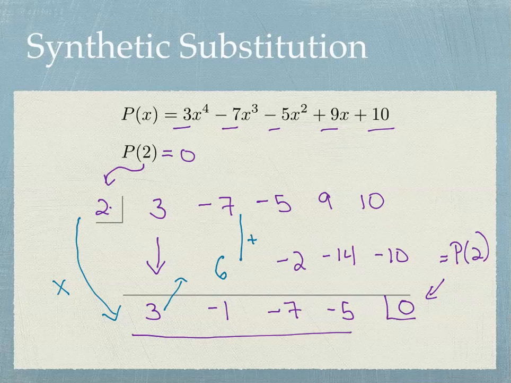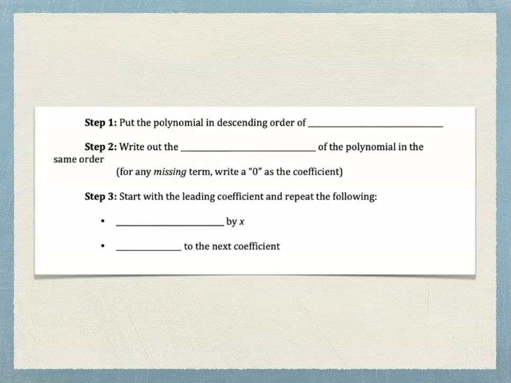So let's write down the steps to this, just so you have them recorded in your notes. All right. We're going to put the polynomial in descending order of exponents. All right. So in other words, just put the polynomial in standard form. Okay. Write out the coefficients of the polynomial in the same order. Okay, when we go through some examples, we'll look at an example of this, but if there's any missing term, like you're missing the x cubed term or the x term, you would write a 0 as the coefficient, and you'll see that in the next video.